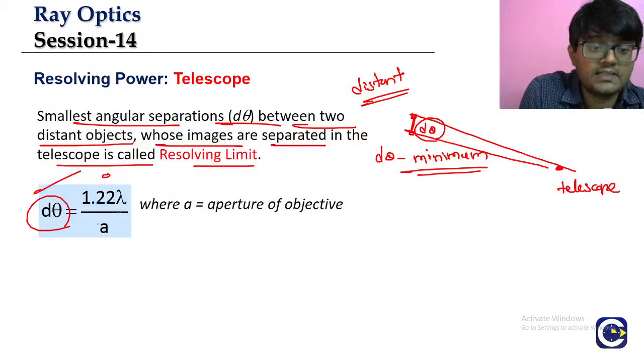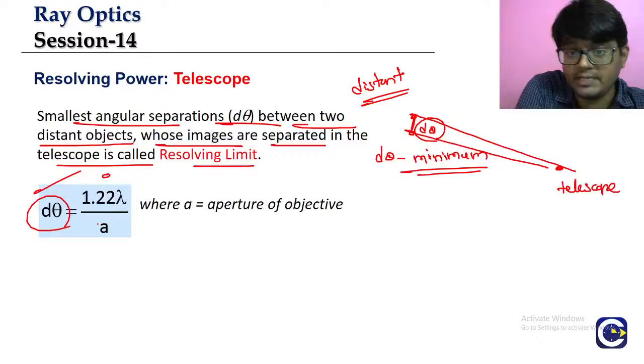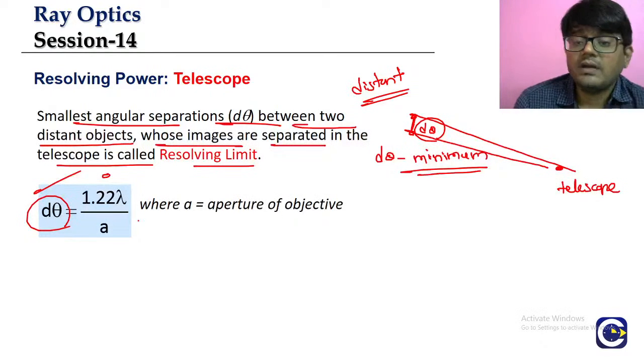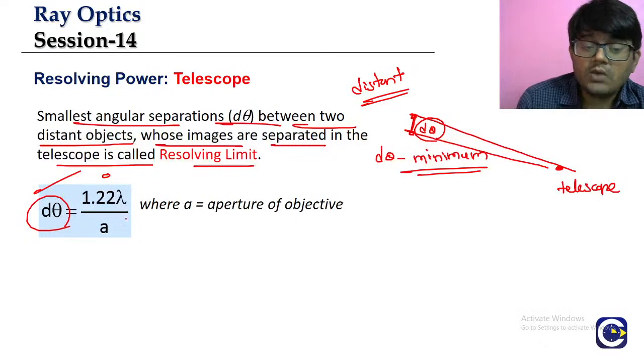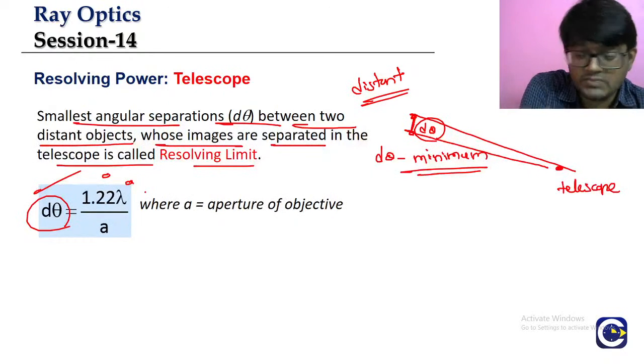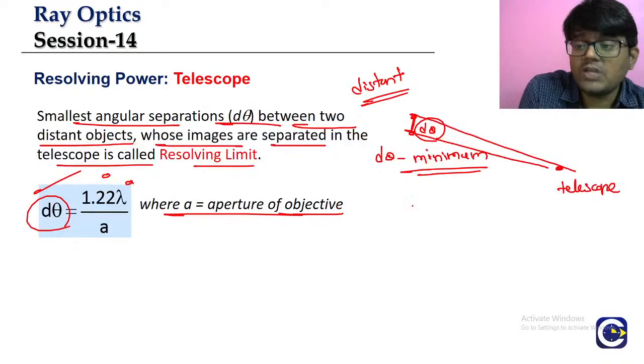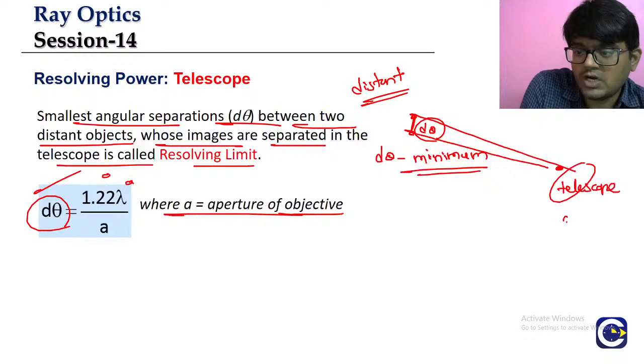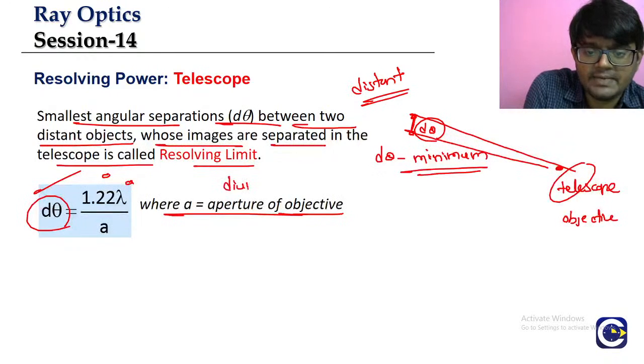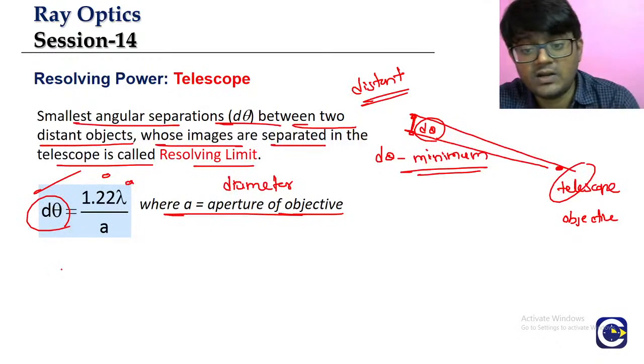This question, I think, has come in the NEET 2020 paper. What is the resolving limit of a telescope? It is 1.22 lambda by a. Lambda is the wavelength of the light that is used for illuminating. A is the aperture of the objective. So the objective lens is there. Aperture means we can take it like a diameter. A represents the diameter of the objective lens.